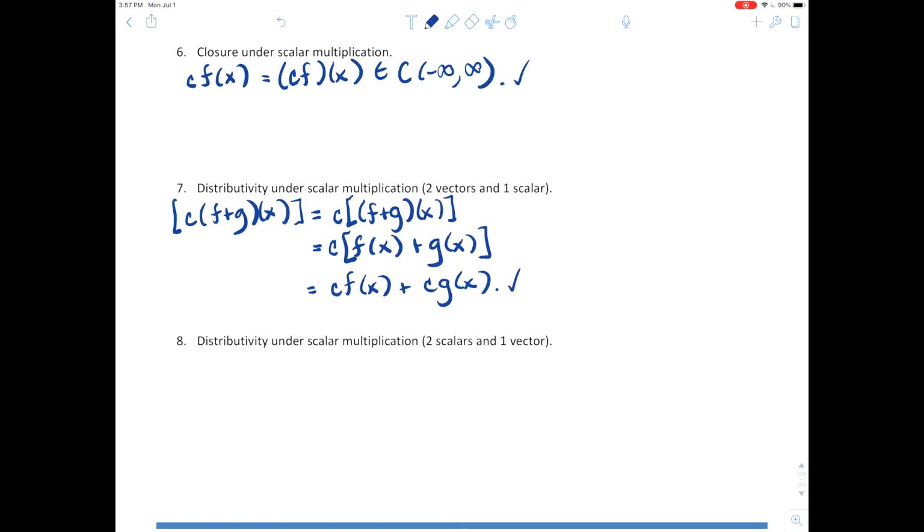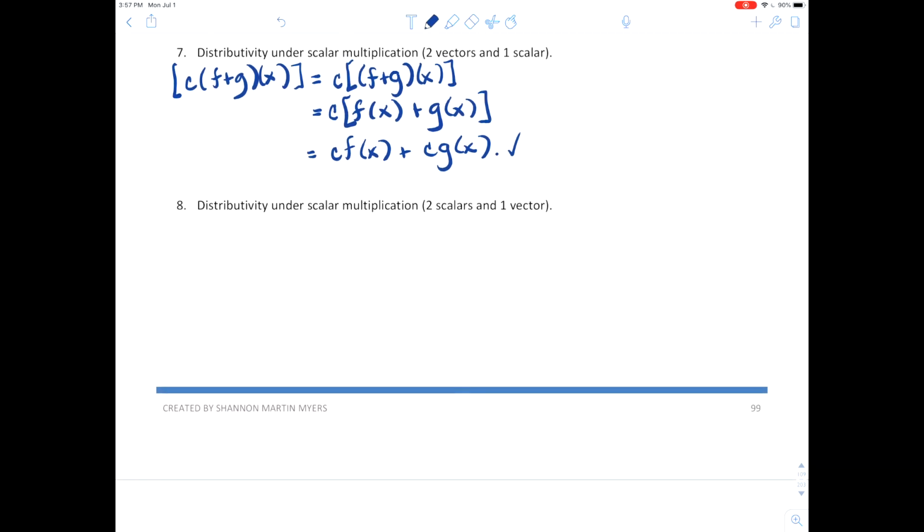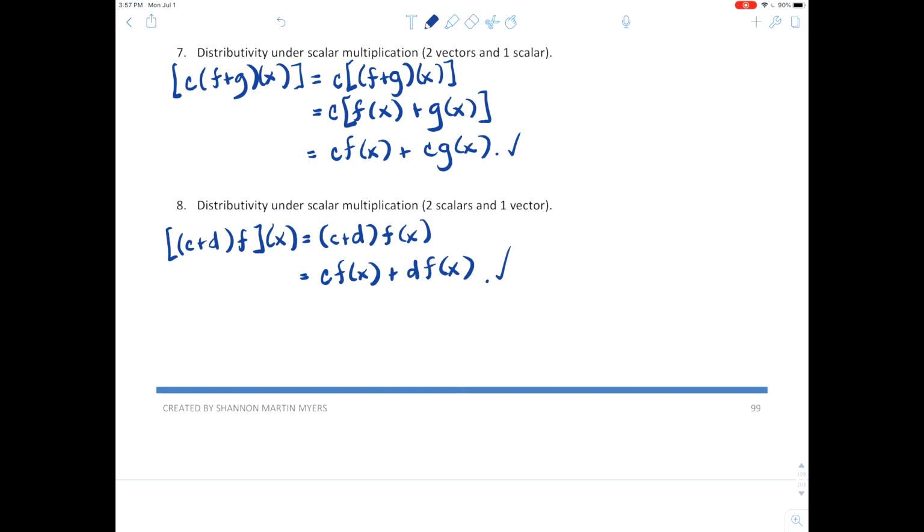All right, next up we have distributivity under scalar multiplication with two scalars and one vector. So if we have c plus d times f, that's all at x, that's going to be c plus d times f at x, which is equal to c times f at x plus d times f at x, which is what we needed to show.